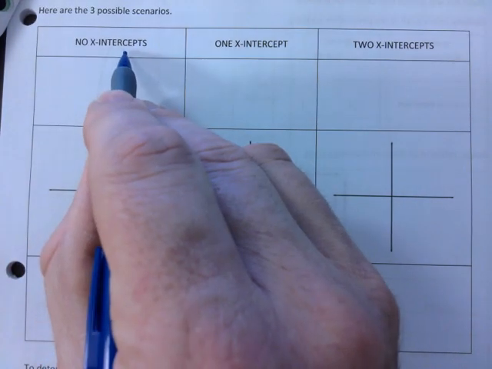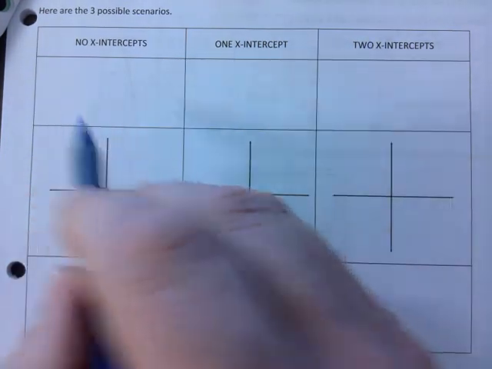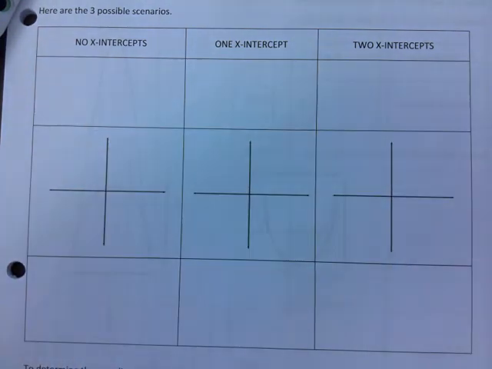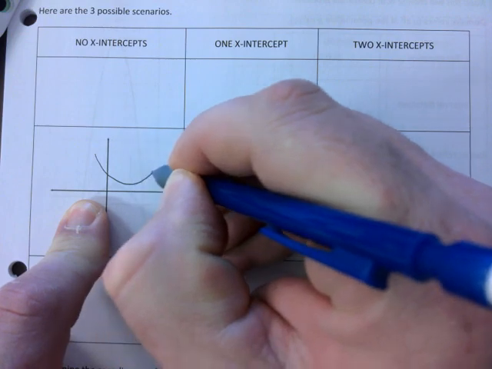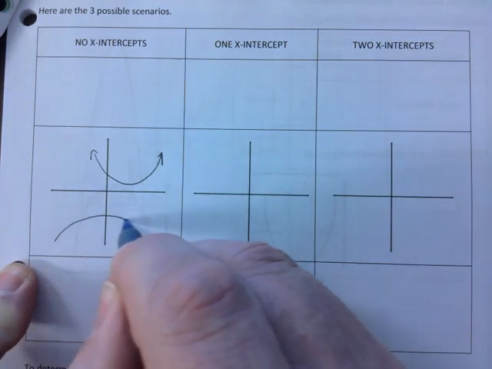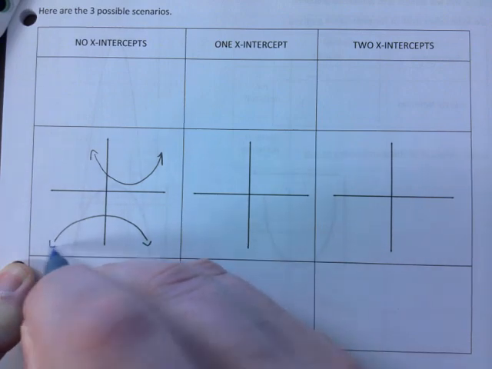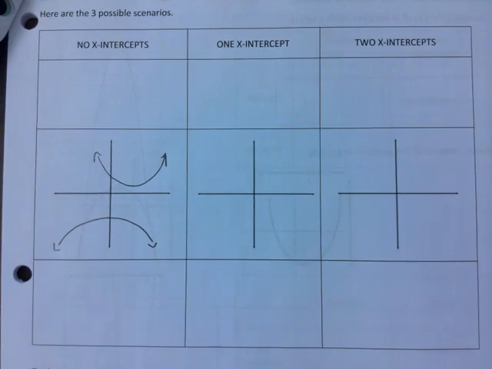So there's either no x-intercepts, 1 x-intercept, or 2 x-intercepts. So no x-intercepts is when this happens. Imagine this is your graph. It can either be like this, or it could be like this, right? You can tell that no matter what happens, it will never cross the x-axis.